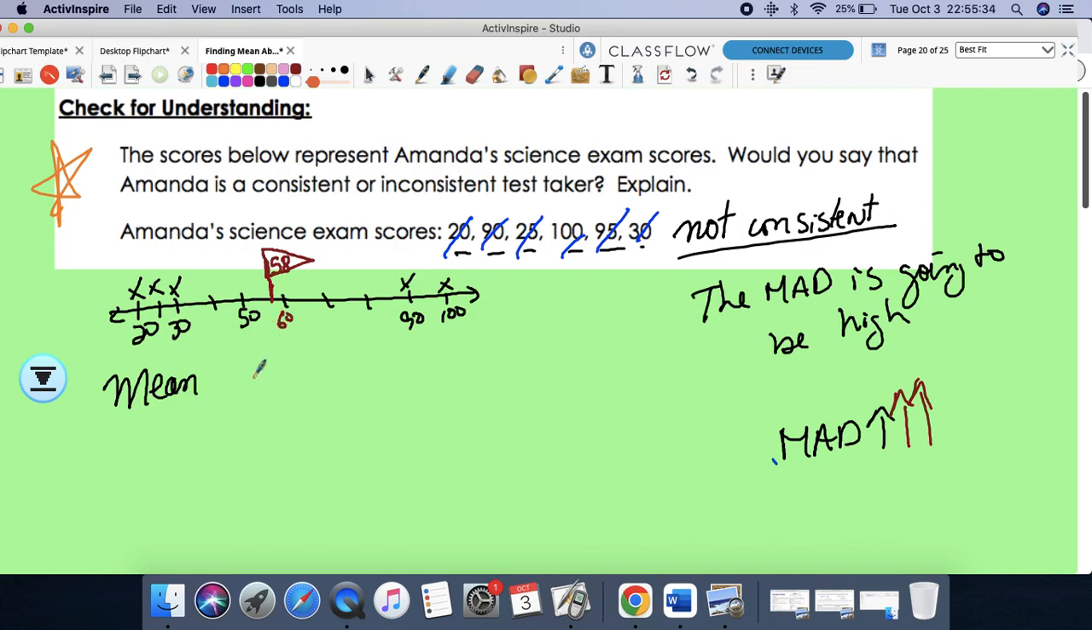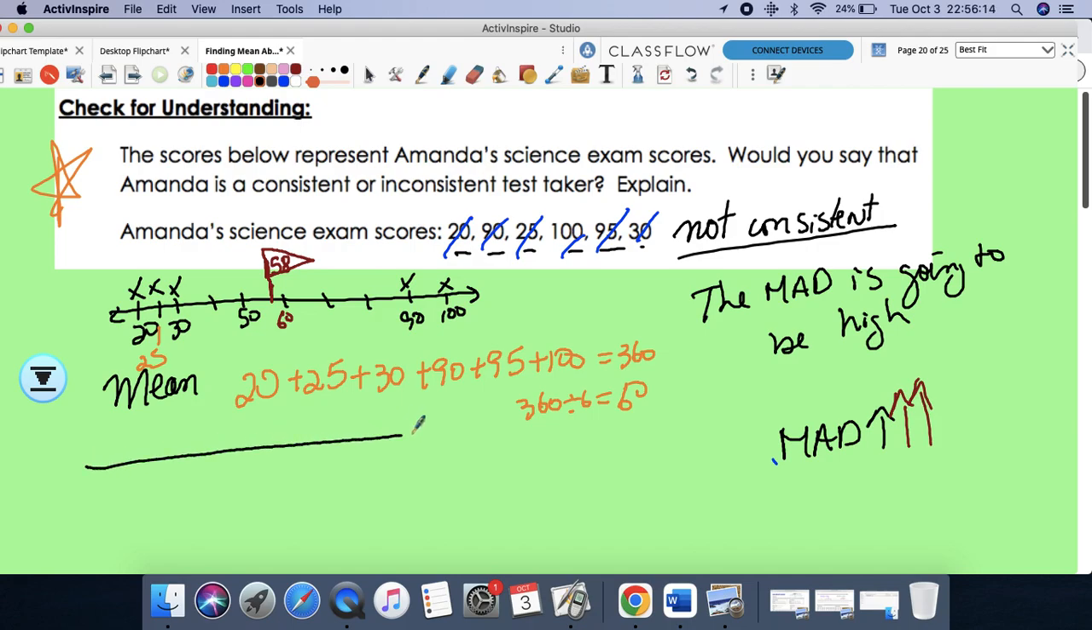So the mean, we're going to add the numbers: 20 plus 25. I forgot there's a 25 here. Plus 30 plus 90 plus 95 plus 100. So there's 6 numbers. That equals 360. We're going to divide that by 6, and we get 60.